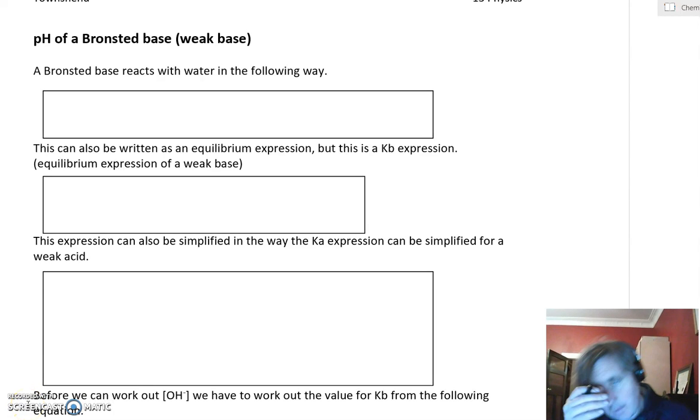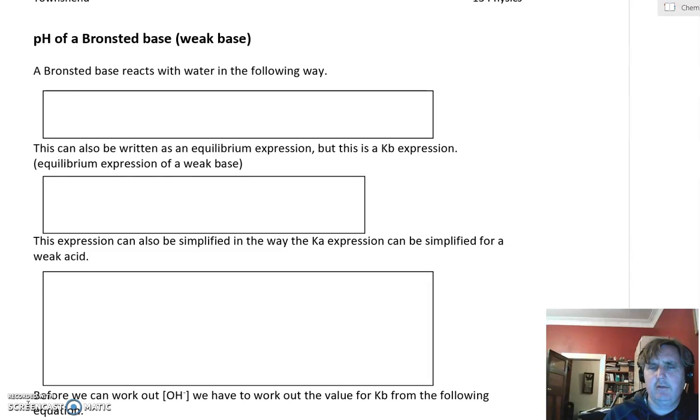Okay, in this video we're going to talk about a Bronsted base, so that is a weak base, a species that accepts a proton and sets up a dynamic equilibrium with water. A lot of times this is the conjugate base of a weak acid, and when we talk about a Bronsted base, we can generally just write it as a B.